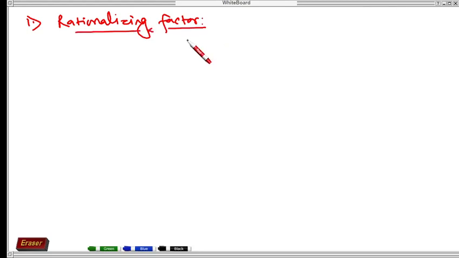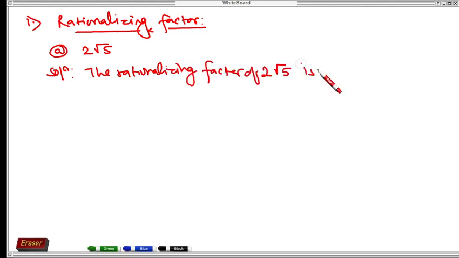So in this case, suppose we have given 2 root 5, and in the solution you may write the rationalizing factor of 2 root 5 is simply root 5. I have given such examples. And similarly, b number 2a root under ax plus 1.